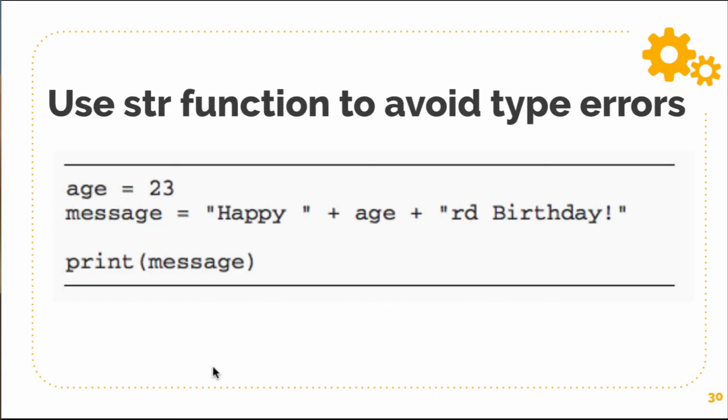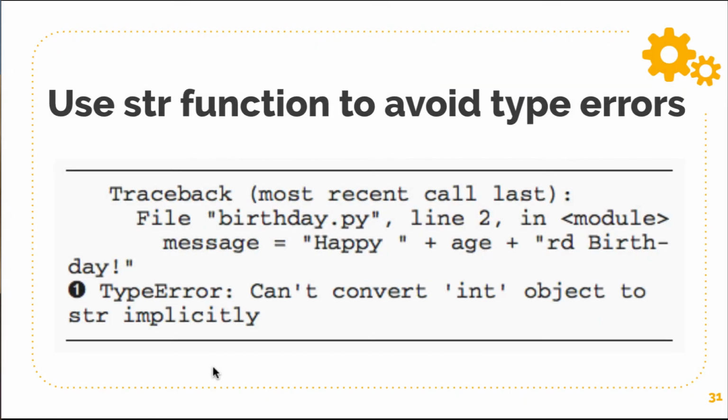All right, so we've got a number. Age equals 23, so maybe I have calculated somebody's age based on their birth date or something. And so I can say, happy age birthday. Do pause the video and try that and see what you get. And then come back. Did you try it? Did you really? Okay, good. You probably got something like this.